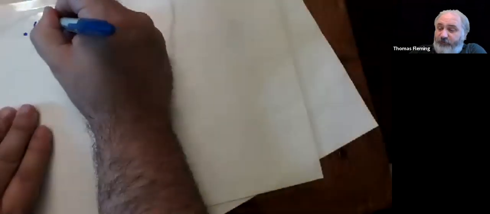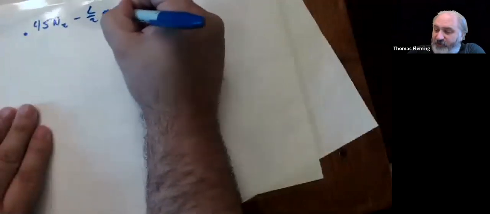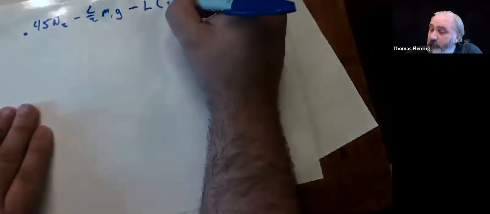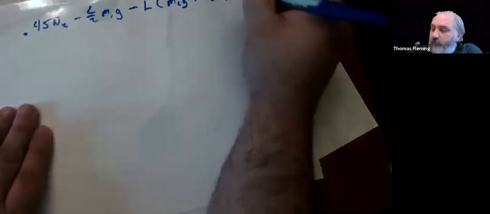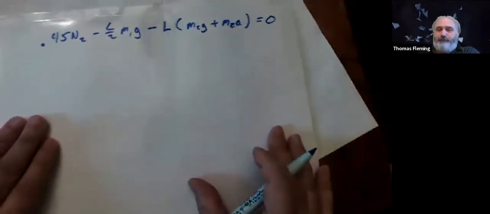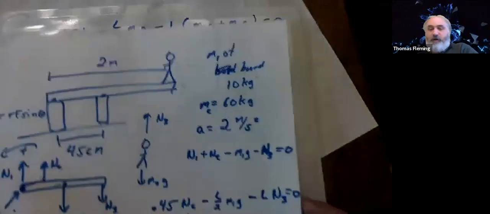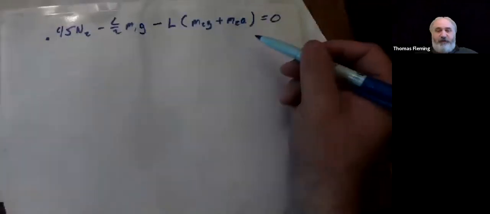Let's go to a new sheet. So now I've got 0.45 N2 minus half of the length of the diving board times the weight of the diving board minus the total length of the diving board times the weight of the diver plus M2A. There we go. So all I did was I substituted and replaced from the previous expression, I replaced N3 with what N3 had to be, and it turned into that.